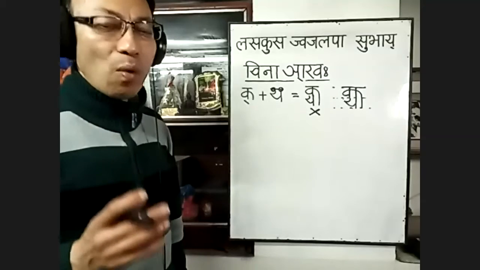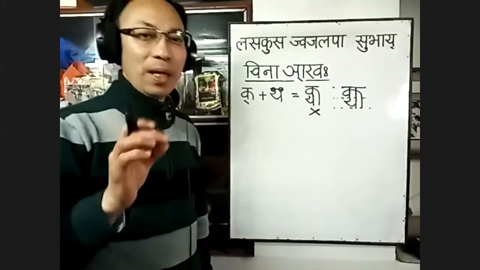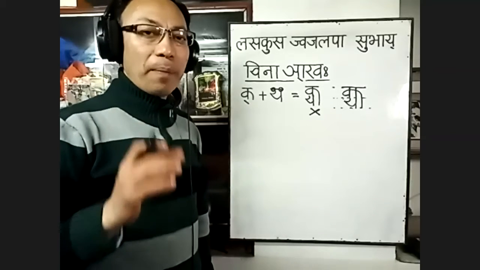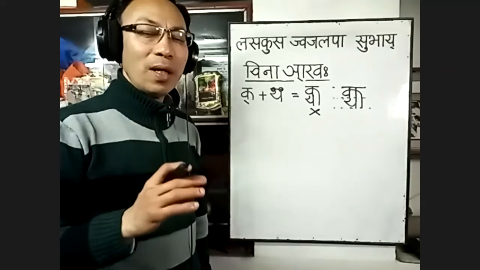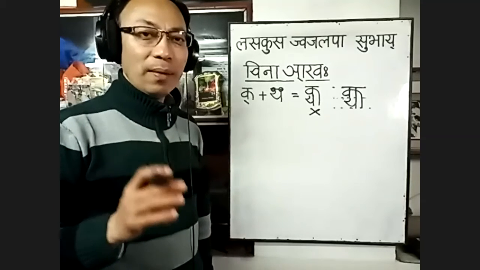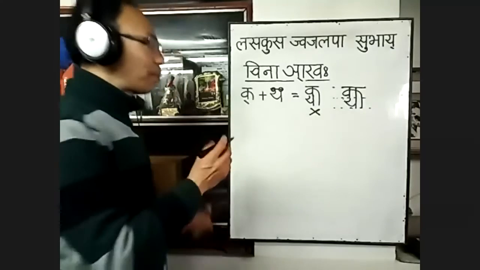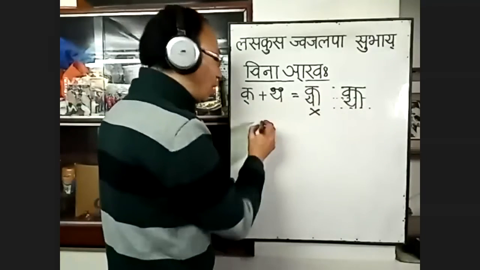Like ko, ko, go, ko, each word has the meaning. Maybe some of them, but almost all have the meaning. Similarly, kya, kya, gya, kya. So this also has the meaning. So now you know how to write this kya.